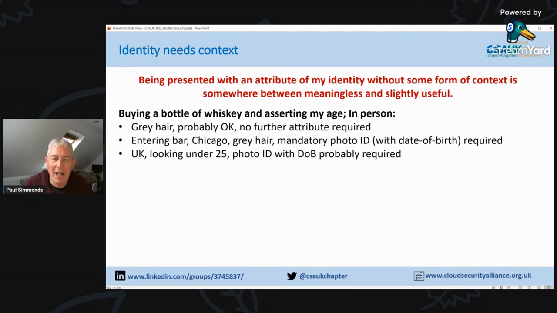If I want to buy a bottle of whiskey and assert my age in person, obviously, we have an over 18 rule in the UK. We have an over 25 in the US. They look at me, they go, grey. If I assert the attribute grey hair, because I've walked up in person, it's probably okay. Most places will let me buy a bottle of whiskey. No further attribute required. If I do it in Chicago, interestingly, I found out to my cost, it has 100% mandatory carding. In other words, you need photo ID. You walk up to a bar and you go, grey hair, I'm over 21. And they go, tough, you still can't come in. I need photo ID. And you go, you have to be joking. There is no way, as much as I might like to think I'm under 21, that I'm not. So grey hair as an attribute is totally useless in Chicago.